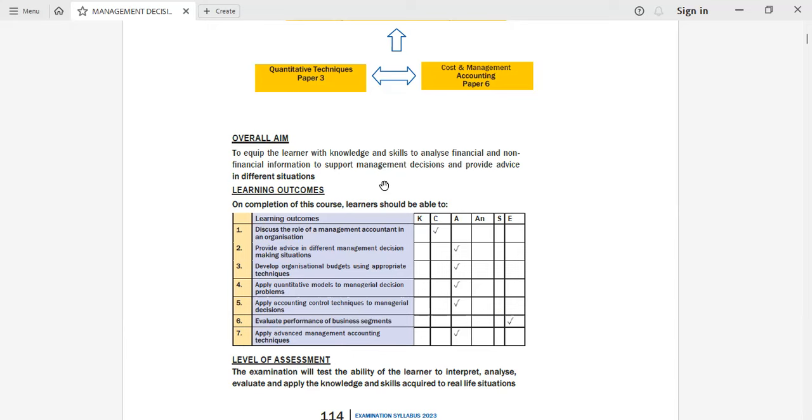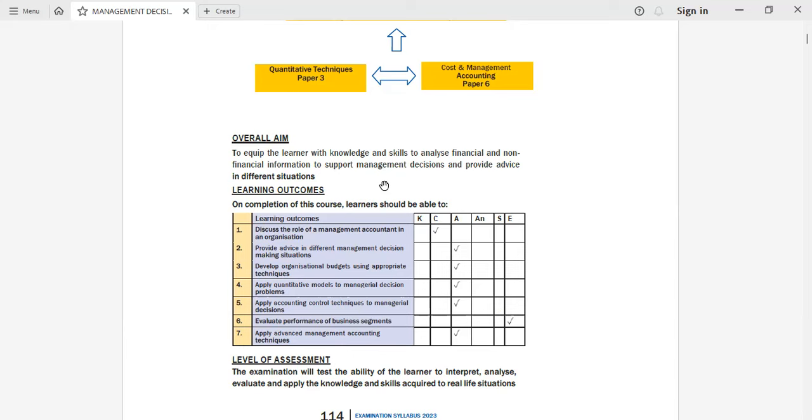If something is going to be done, it means there was a budget for that item within the organization, and that's why it's done. So that's why one of the aims is to develop organizational budgets using appropriate techniques. Our aim is to look at the techniques or methods that we can use to develop the organizational budgets, and the different budgets we are going to look at.